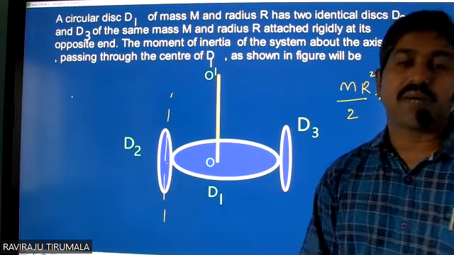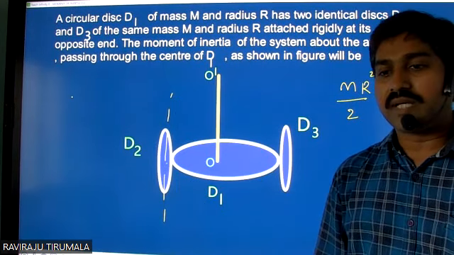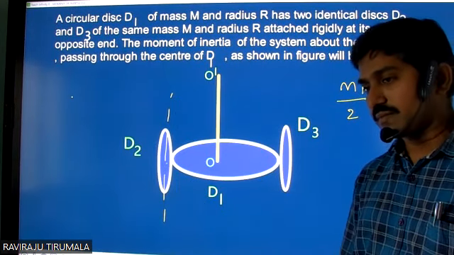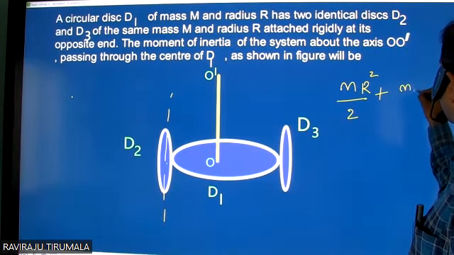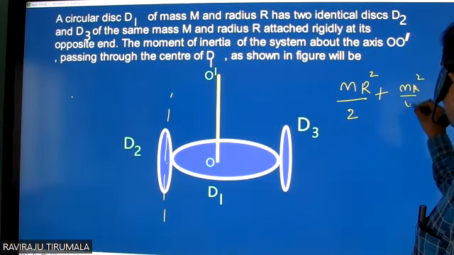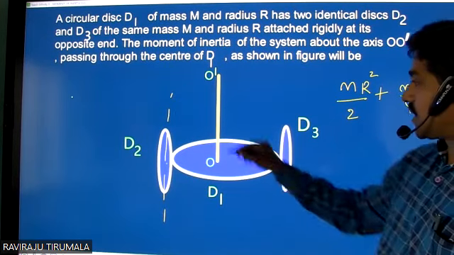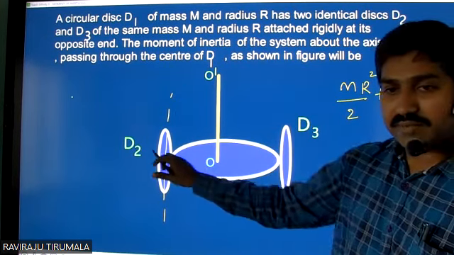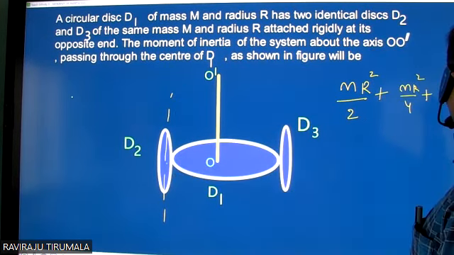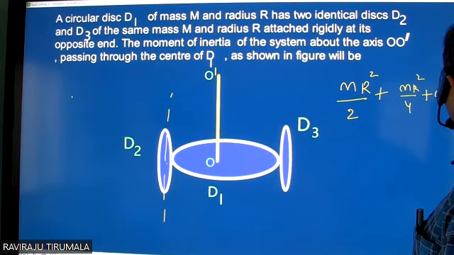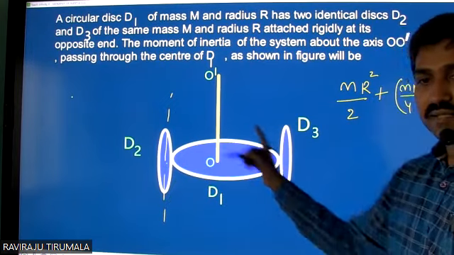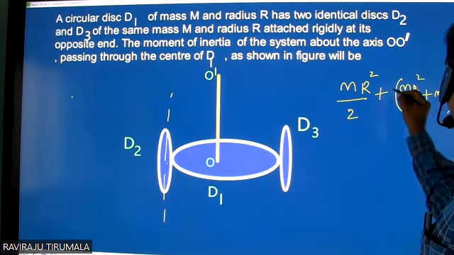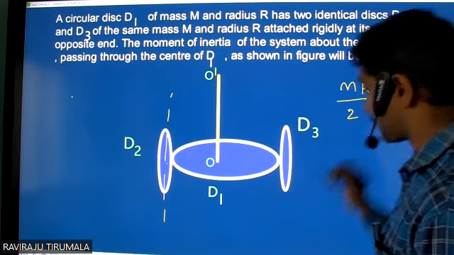So what is the formula for the moment of inertia of a disc about its diameter? mr square by 4. But they are asking about this axis, so you have to apply it. So mr square by 4 plus mr square. But this is for 2 times, na? On both sides, so into 2.